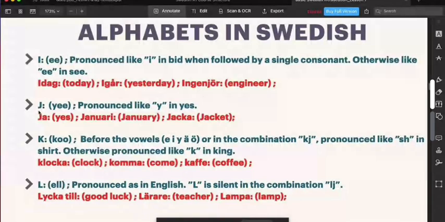Next letter is J. It is not J. We should pronounce it like Y. So the first example is here, ja, January, januari, jaka.